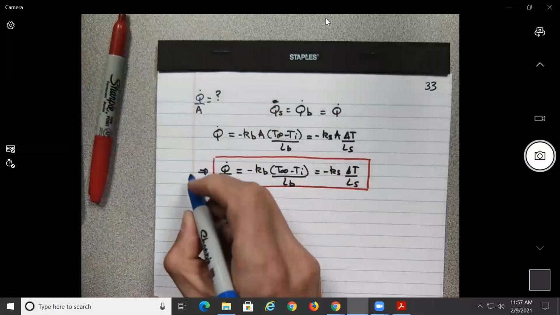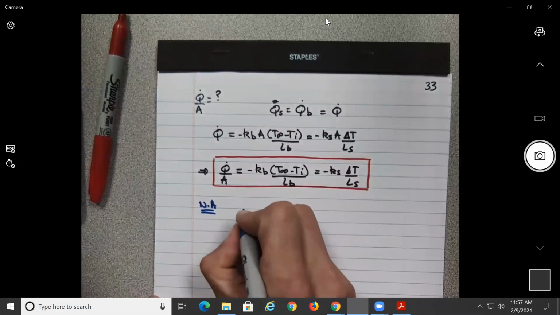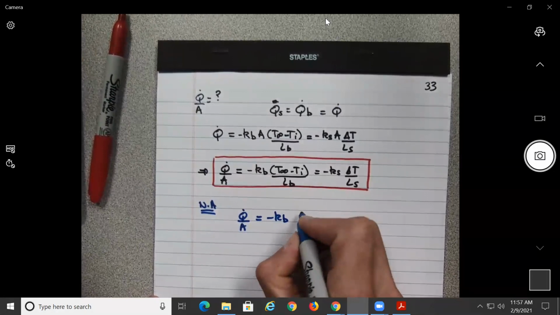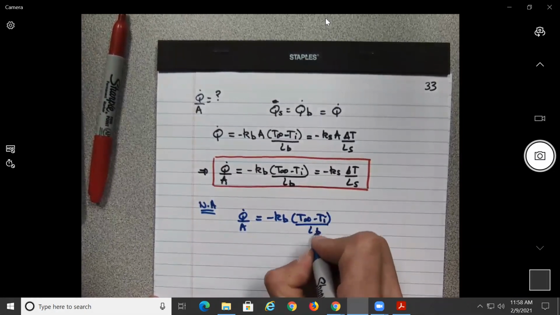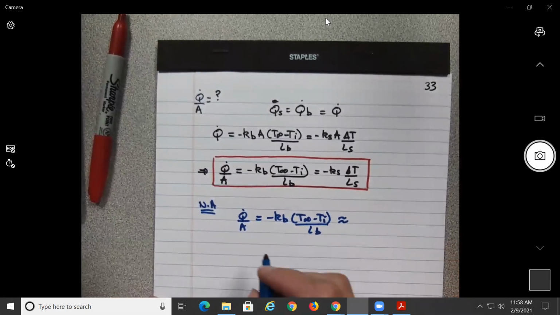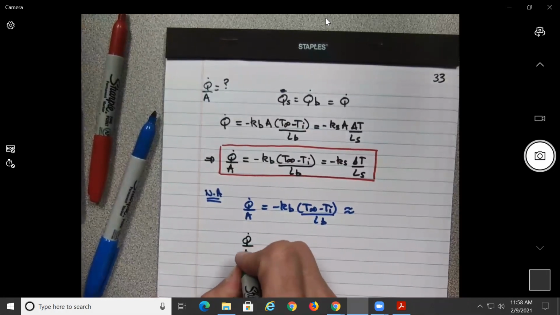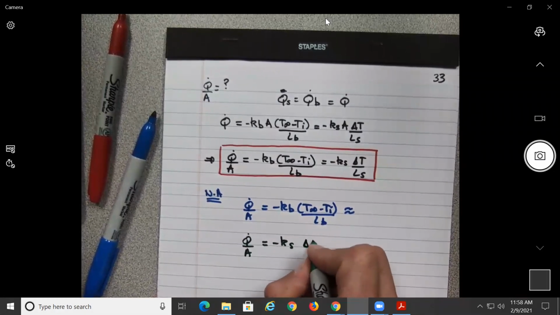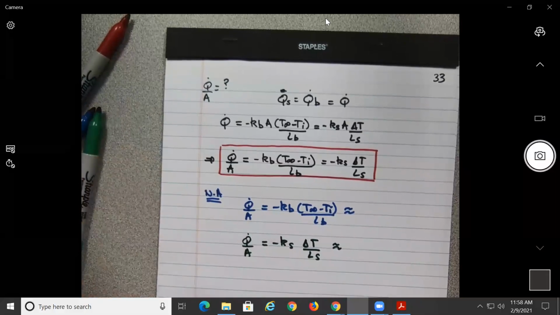So let's go and check. Q over A first will be equal to minus KB, T infinity minus T initial, over LB. You do the calculation and give me the value, and then you redo the same calculation by doing Q dot over A equal to negative KS delta T over LS. Let me know what you get.